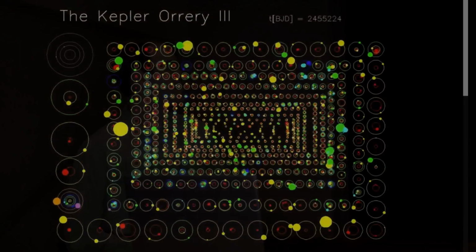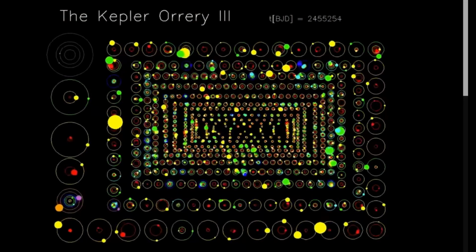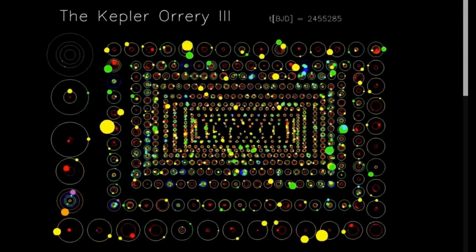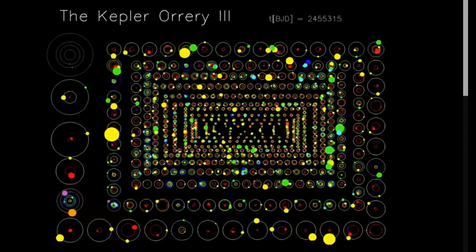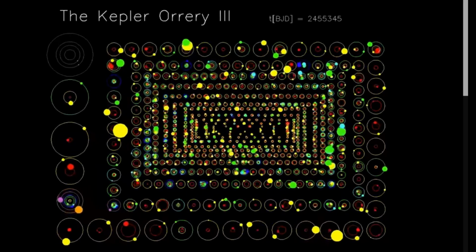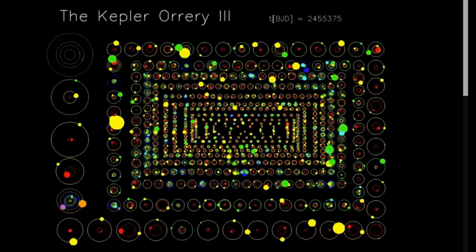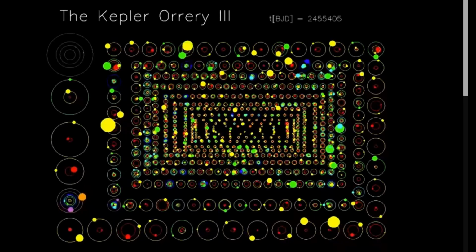So it turns out that Kepler found about 4,000 planet candidates, including about 700 systems of multiple planets. And the best way to illustrate that is not by a table or something, but by a little video. So here's the Kepler orrery. This is now almost 10 years old, this plot. This is part of a research group that studied these planets in particular.